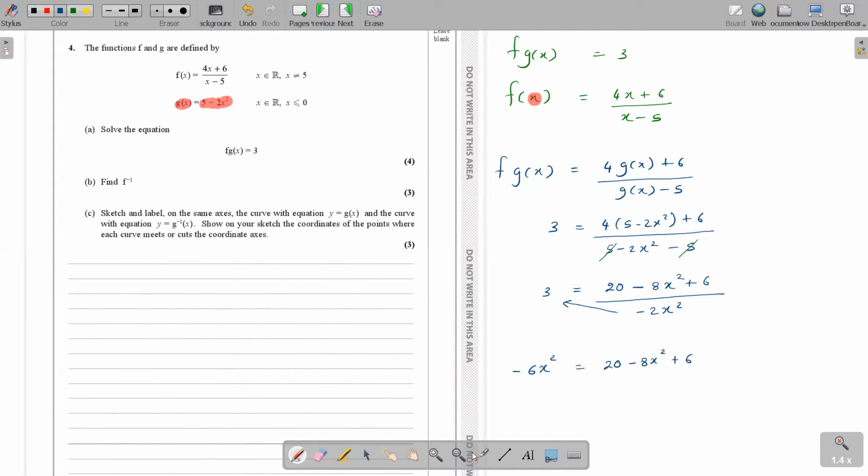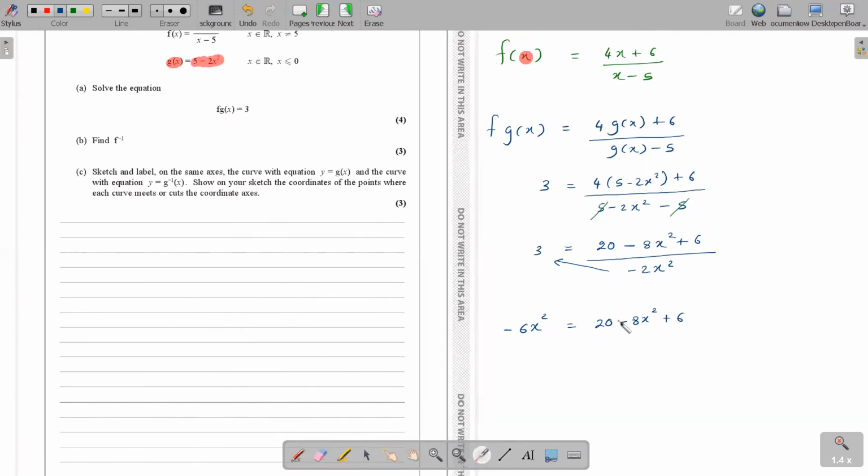So I'll take everything to one side. In this case, I have only x squared terms here, so I have directly x squared. The other figures are okay. So plus 8x squared minus 6x squared is 2x squared. 20 plus 6 is 26, which means x squared equals 26 divided by 2, which is 13. So x equals the square root of 13.